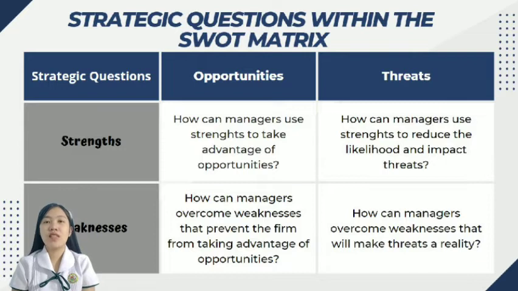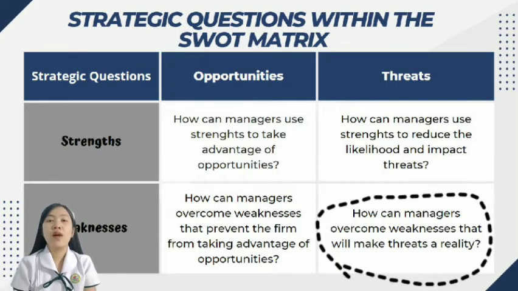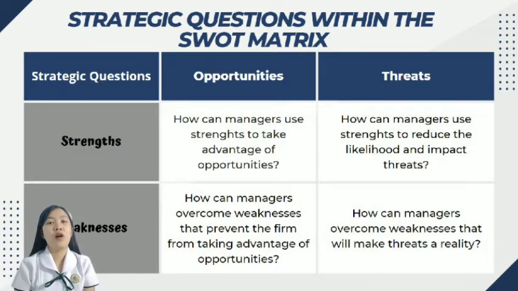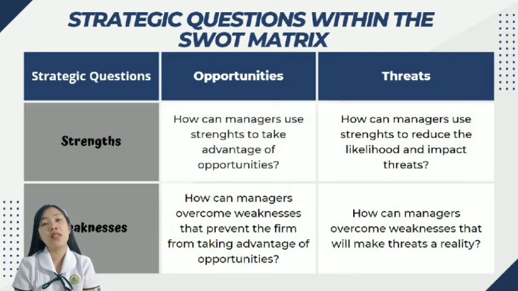The second process is to focus on weaknesses and threats. It is found in the bottom right quadrant. We need to derive defensive alternatives by reducing or eliminating an internal weakness to reduce an external threat. Unlike the first process, here we have a defensive action. When we say defensive, it is the act of protecting or supporting something. So the question here is, how can managers overcome weaknesses that will make threats a reality?